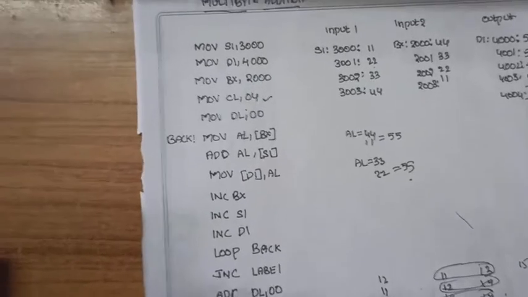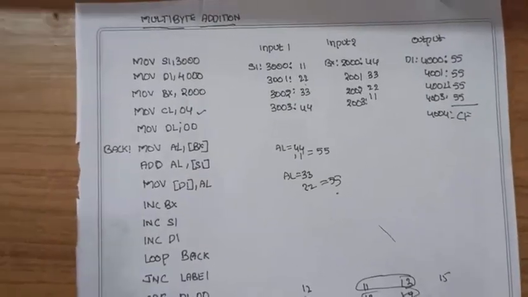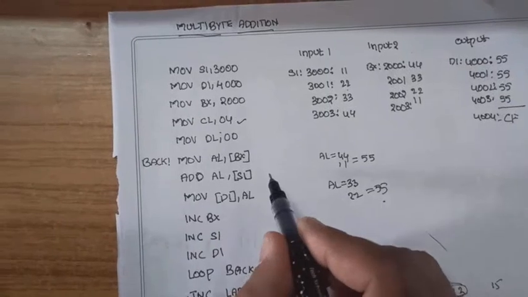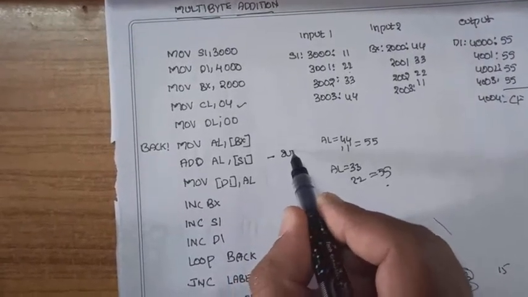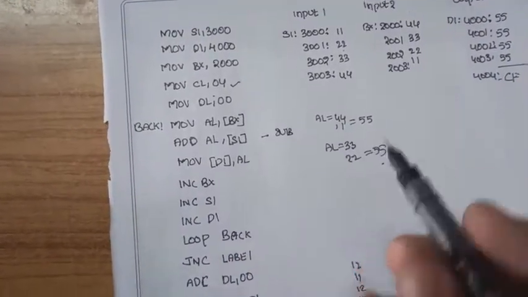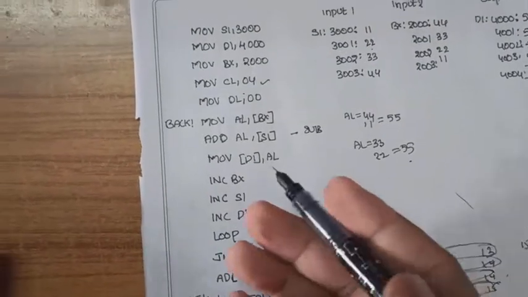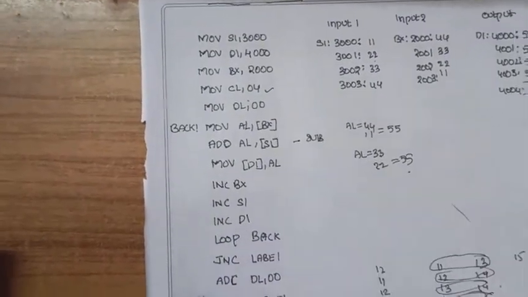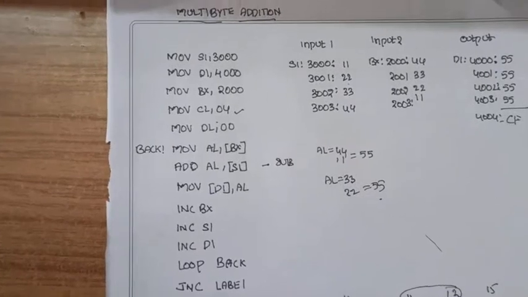The same program can be executed for multi-byte subtraction just by changing this instruction, by changing ADD to SUB, which makes this very simple. Only by changing the addition into subtraction we can go for multi-byte subtraction also.